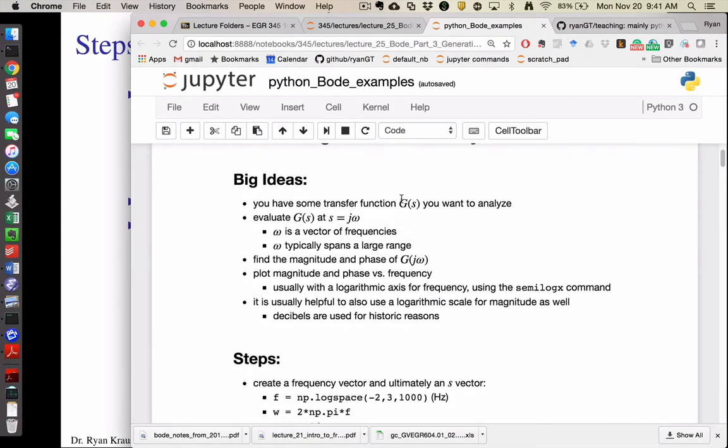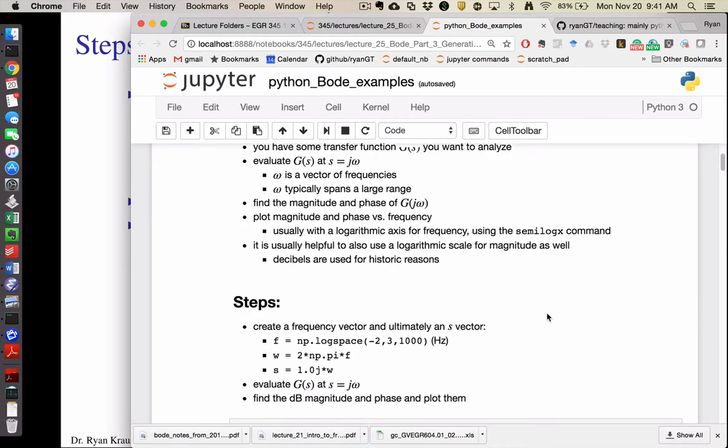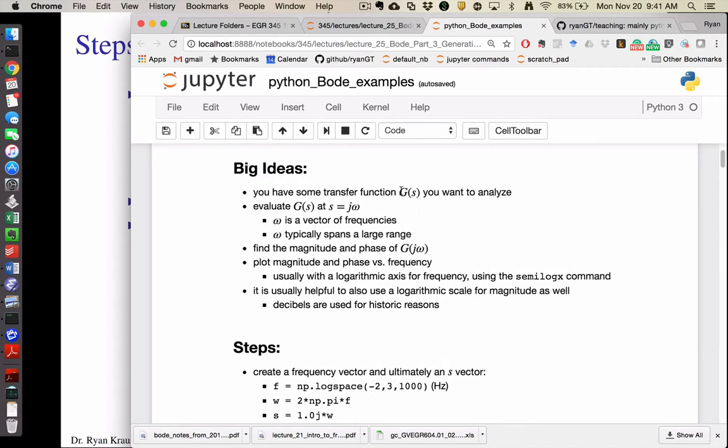So let's jump into that. Some of that is kind of summarized here. I guess I'll put this code somewhere that people can get access to it, probably on my GitHub page. But yeah, big idea is that you have some transfer function and you're trying to evaluate it at some vector of frequencies where omega would be in radians per second. And we're trying to find then G(j omega), and we're going to plot magnitude and phase on a semi-log x axis to help us a couple of things.